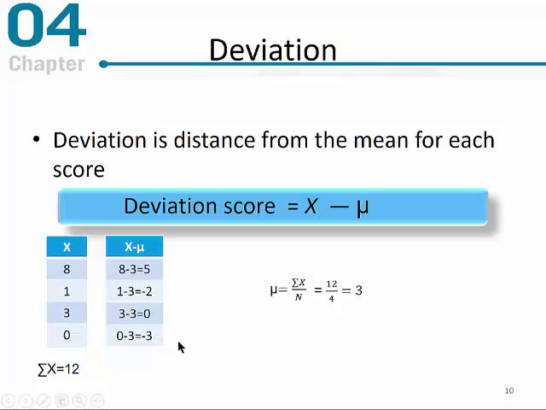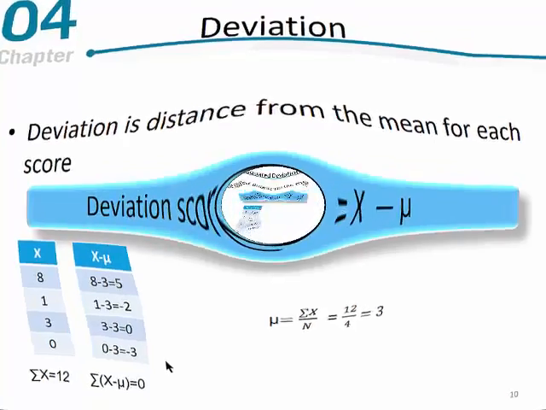The problem is that if we sum this up, the sum of the deviation is always 0. It doesn't matter what your data set looks like. The sum of the deviation is always 0. And if the sum is 0, then the mean deviation is also 0. And that doesn't help us to find the deviation. So we have to come up with something else.